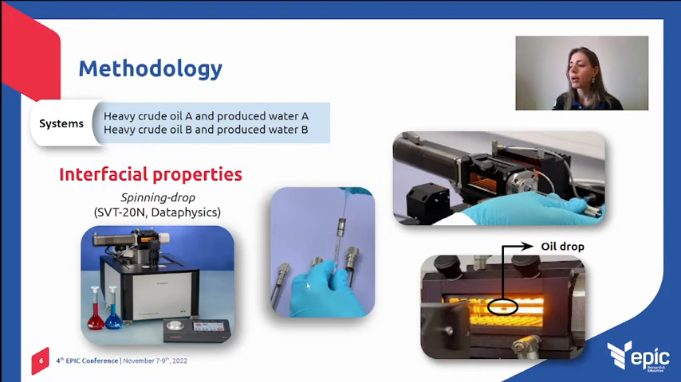The sample preparation starts by placing a little drop of the oil inside the capillary, and then filling this capillary with the denser phase of the emulsion, which is produced water. And then I inserted this capillary in a temperature-controlled chamber and applied a specific rotational speed and got the interfacial tension measurements until achieving the interfacial tension in dynamic equilibrium.